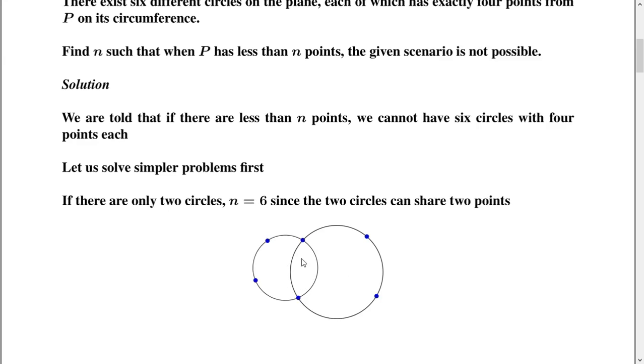If there are 2 circles, then the 2 circles can share 2 points, right? And so the minimum number of points we will need is 6. They can't share more than 2 points because 3 points define a circle. So at the most, the 2 circles can share 2 points. And so the minimum number of points we will need is 6. The 2 shared points and 2 extra points for each of the 2 circles.